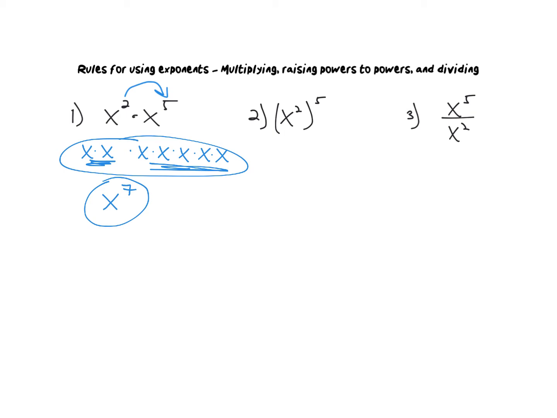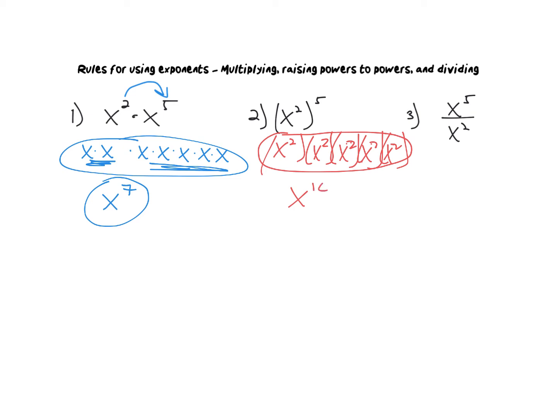Our next problem is x squared to the fifth power, which essentially means x squared times itself 5 times. We know from the last problem that when we're multiplying with exponents, we can add them together. And if we add 2 plus 2 plus 2 plus 2 plus 2, we're going to get x to the 10th. A shortcut here is to multiply these: x squared times 5, which is x to the 10th. 2 times 5 is 10.